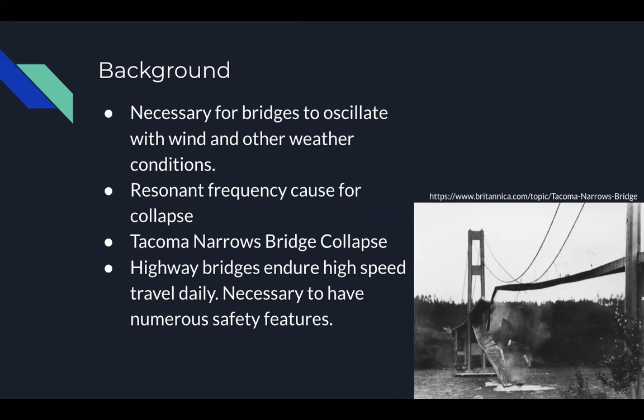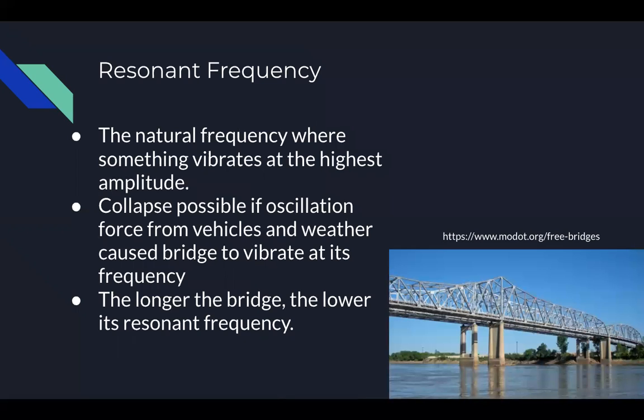For some background information, it's necessary for bridges, like I said, to oscillate with wind and other weather conditions. Otherwise, there could be structural damage involved and the bridge could collapse. Resonant frequency is where something vibrates at the highest amplitude. This is important for bridge construction because it is possible for bridge collapse to occur if the oscillation force from vehicles and weather combined will cause bridges to vibrate at that said frequency, which has happened in the past, as the photo on the previous slide depicted. And the longer the bridge, the lower its resonance frequency is.